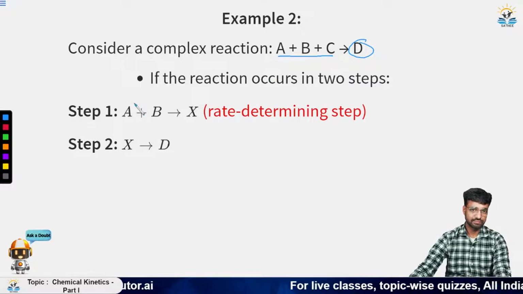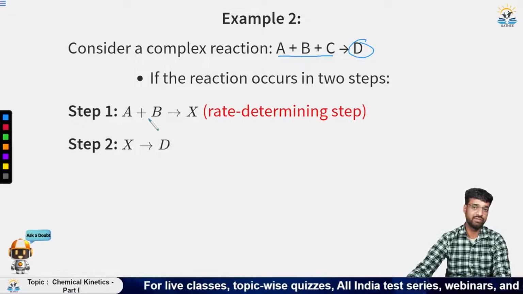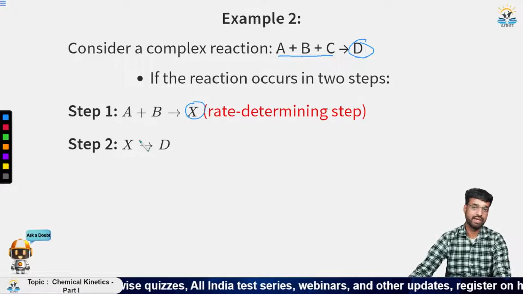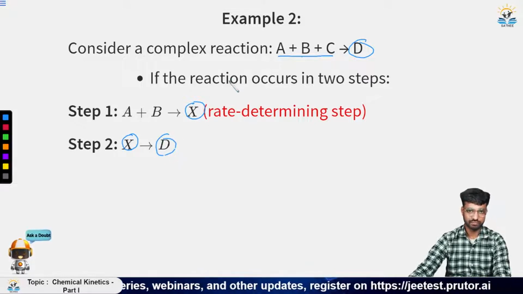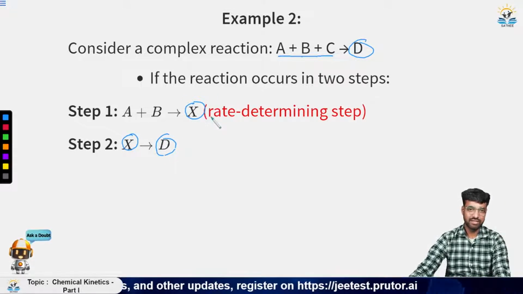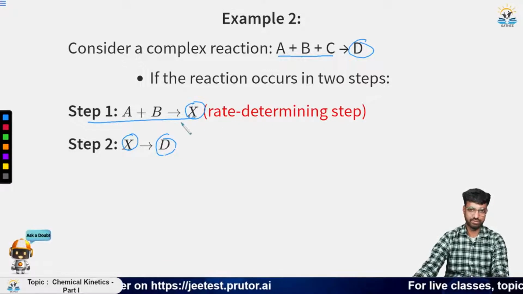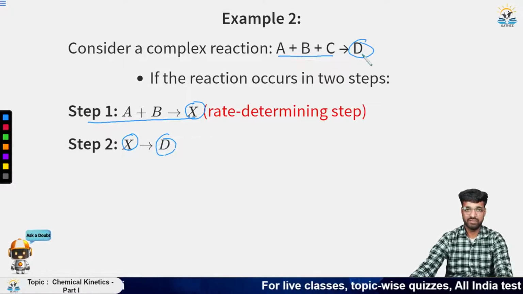Now say that it is happening in 2 steps. Suppose this reaction is happening in 2 steps. The first step is that A reacts with B to give X, and now this X transforms to D and we get our final product. Here the thing that is mentioned is that this step is the rate determining step.